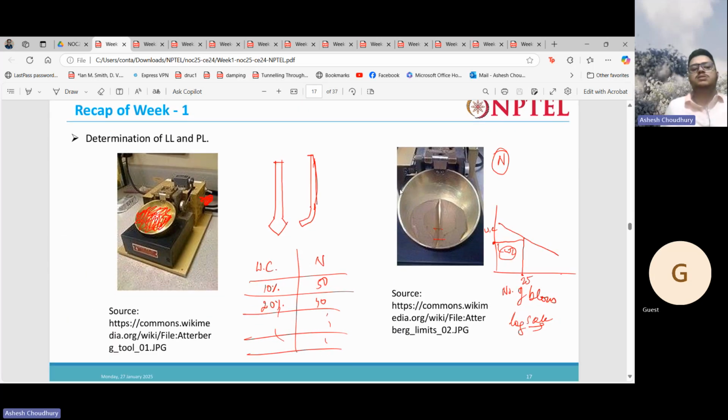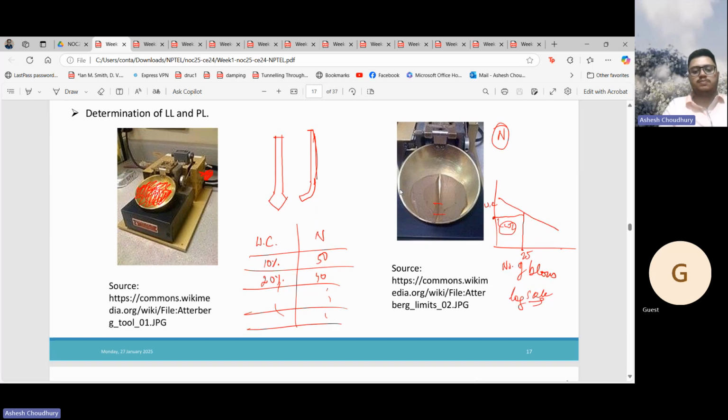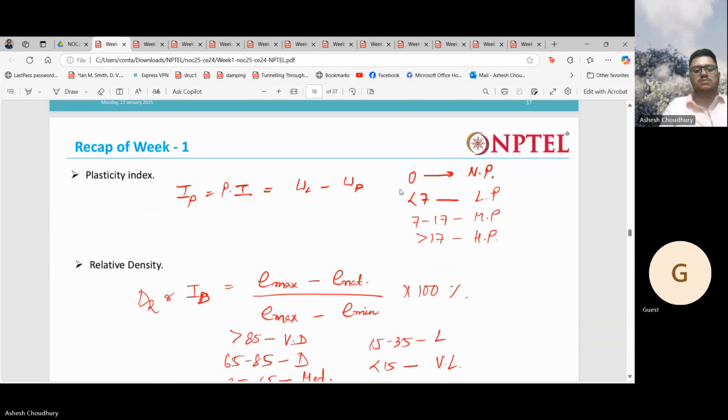Then how to determine the liquid limit and plastic limit, that we also saw a little bit. We have the liquid limit test, where the Casagrande apparatus is used to determine the liquid limit, and the plastic limit we can determine by rolling the soil.